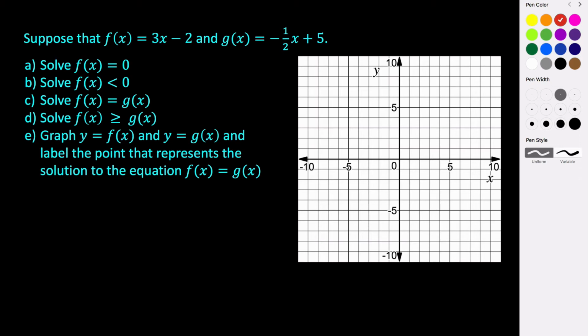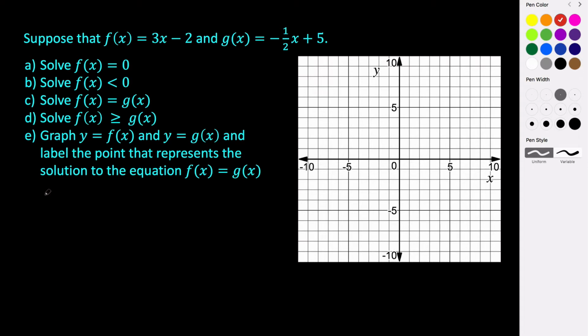For this example, we're given two functions, f of x equals 3x minus 2 and g of x equals negative 1 half x plus 5. So they're both lines, and there's a few things that they want us to solve for this problem. For the first part, we're solving f of x equals 0. Essentially, we're trying to figure out what is the x-intercept of this function.